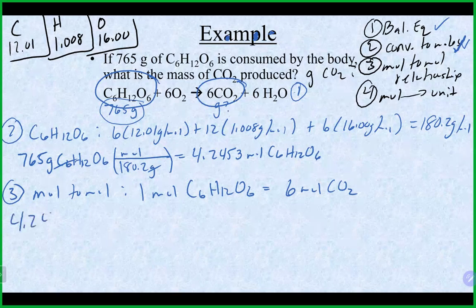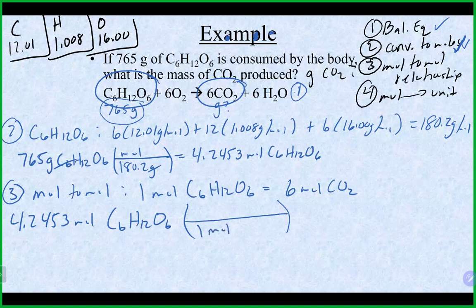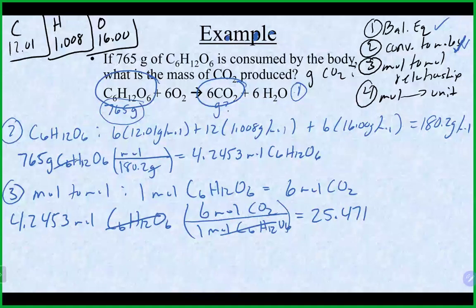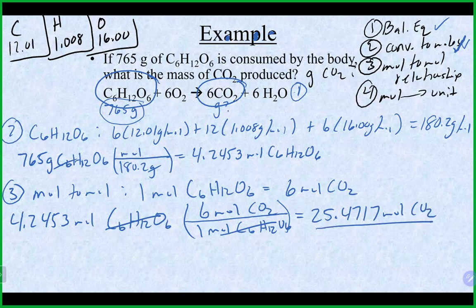So 4.2453 moles of our glucose. We want to get rid of the C6H12O6, so that should go on the bottom. And again, this is the big stoichiometry move or step. Just really this conversion factor here that's going to allow us to go from one thing to the next. And if we do that, times it by 6, that's going to get us about 25.4717 moles of CO2.